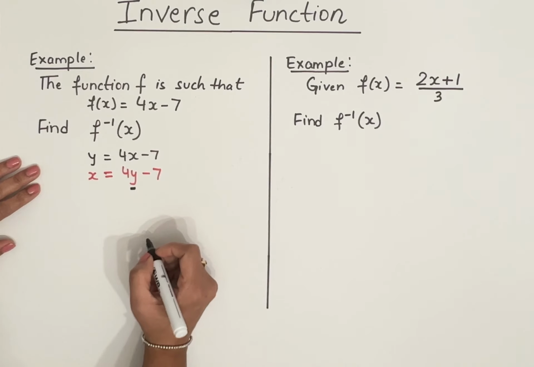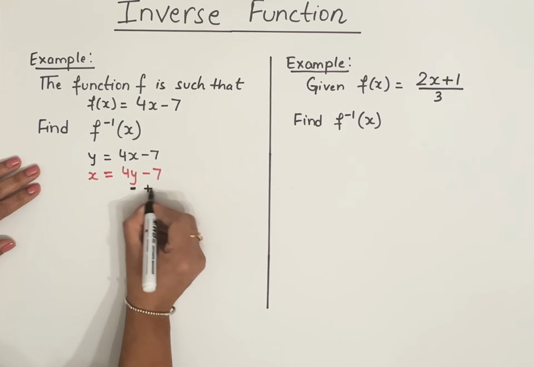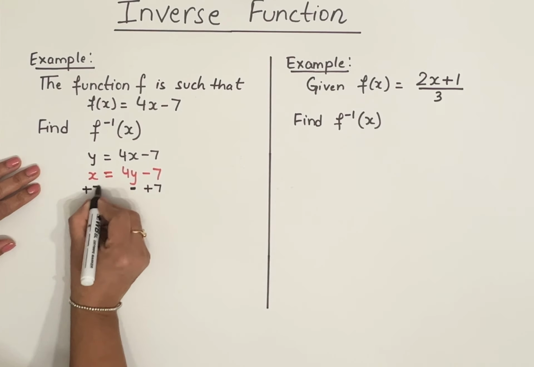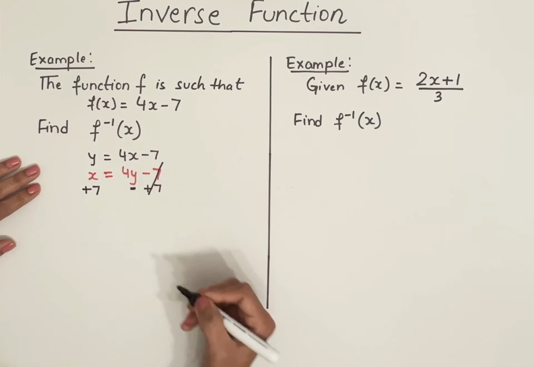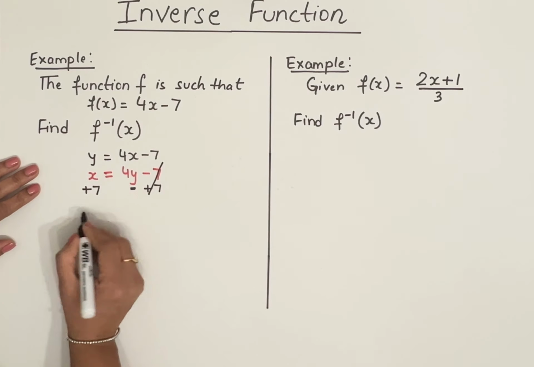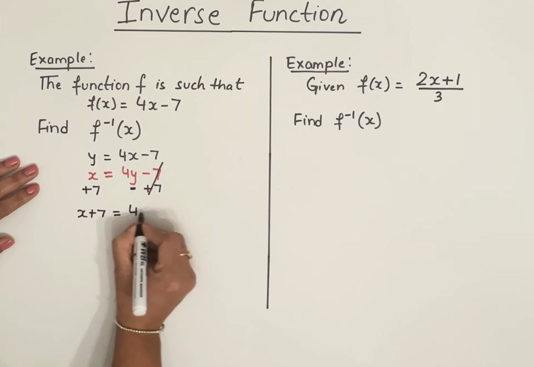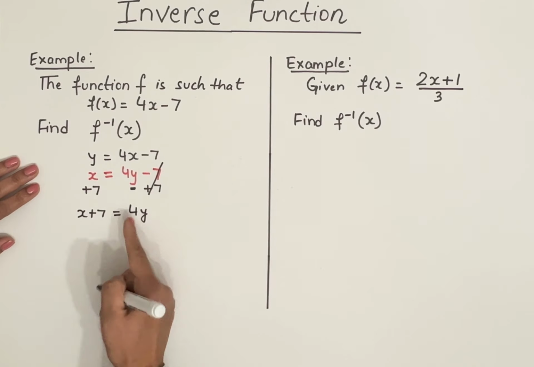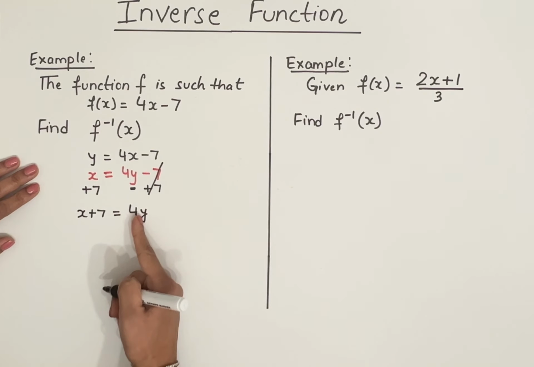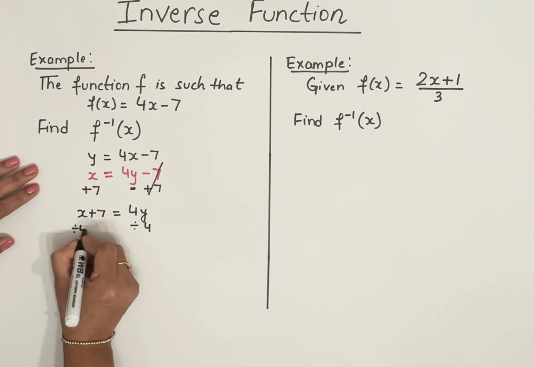Let's start by doing the opposite. So this is minus 7, so we're going to put plus 7 on both sides. Minus 7 plus 7 cancels out. So what we have is x plus 7 equals 4y. Then we will divide by 4 because it is times. 4y means 4 times y. So the opposite would be divide by 4. So we're going to divide by 4 on both sides.